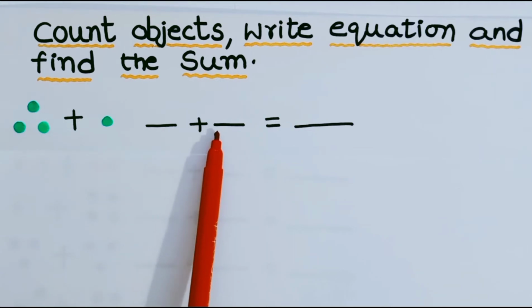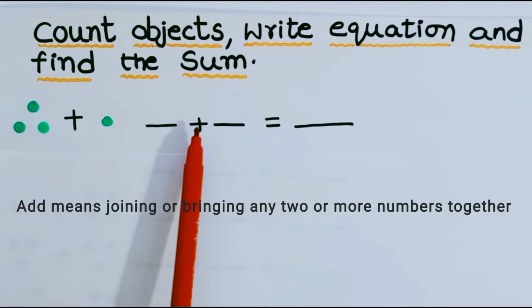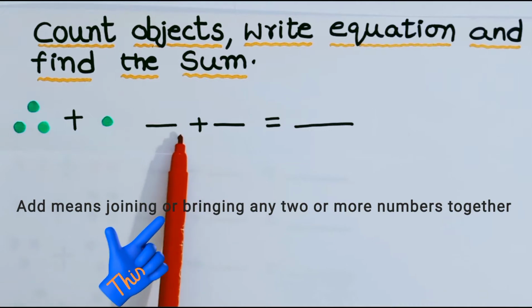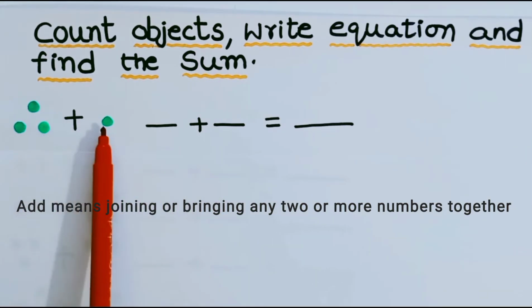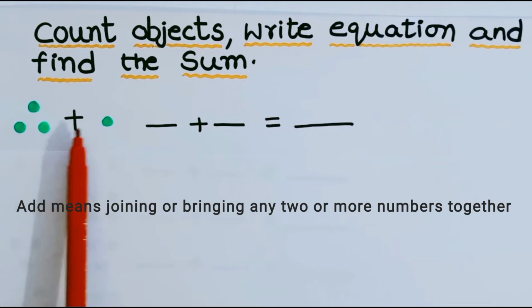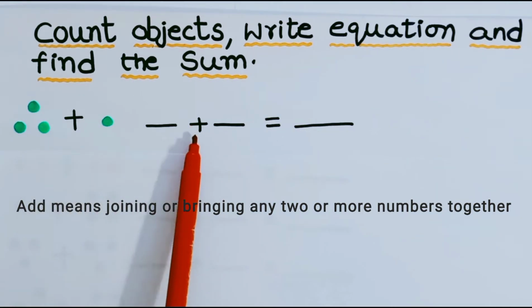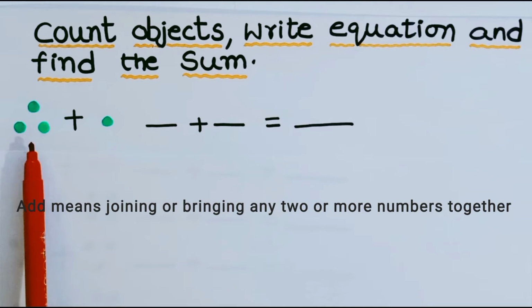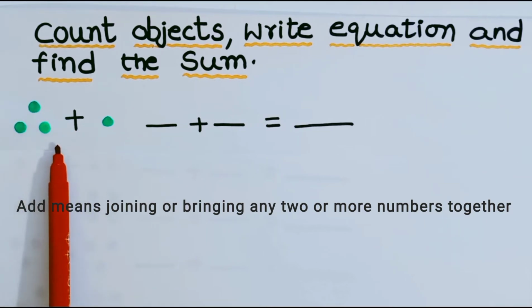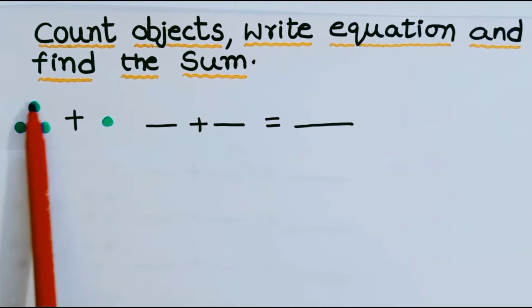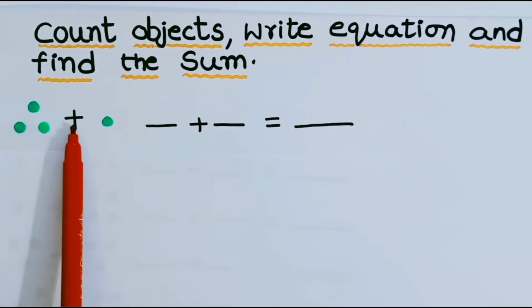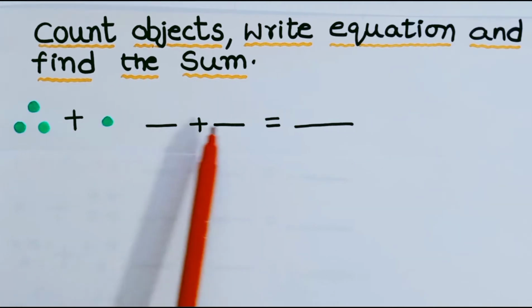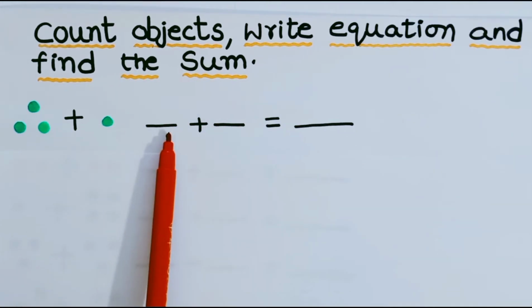What is meant by add? Add means join or put together any two objects or numbers. Bringing two objects together is known as addition. So we have to count the number of objects present on both sides of the symbol plus, and we have to write it in the given blank space.